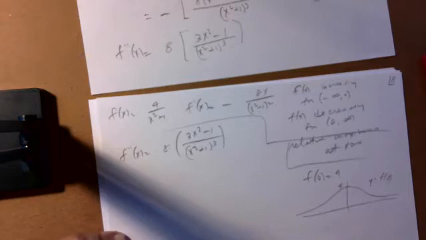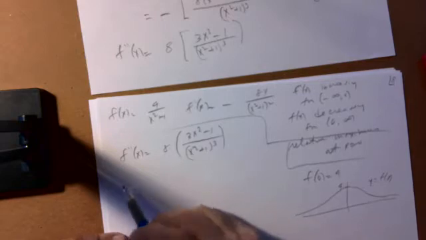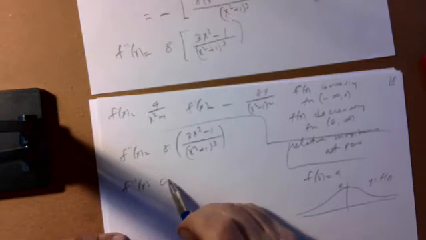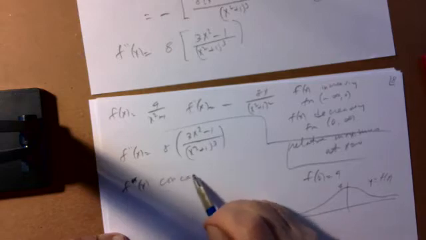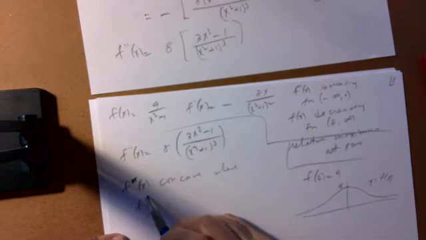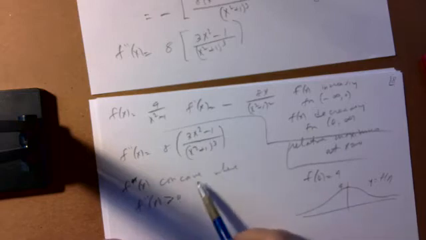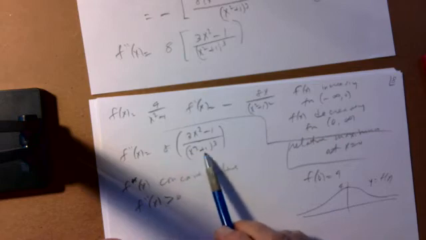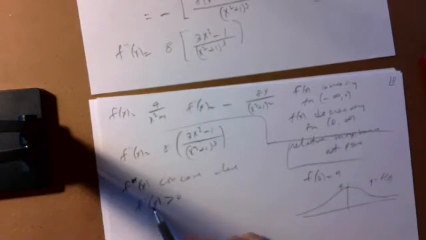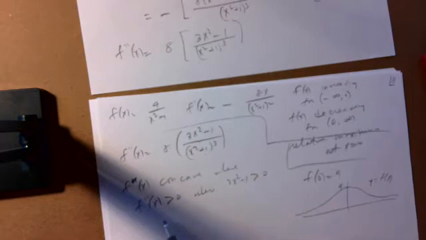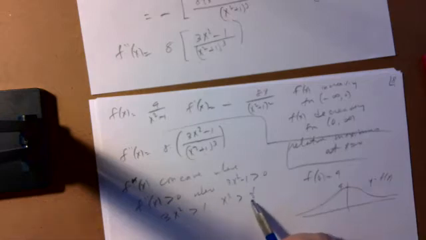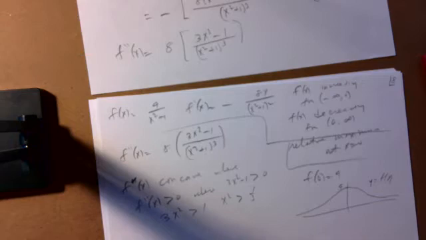But what we're told to look for is concavity. So with this second derivative, the function f of x is concave up where the second derivative is positive. Now 8 is positive, x squared plus 1 is always positive. So the second derivative is positive where 3x squared minus 1 is positive, which means 3x squared is bigger than 1, so x squared is bigger than a third. When is x squared bigger than a third?